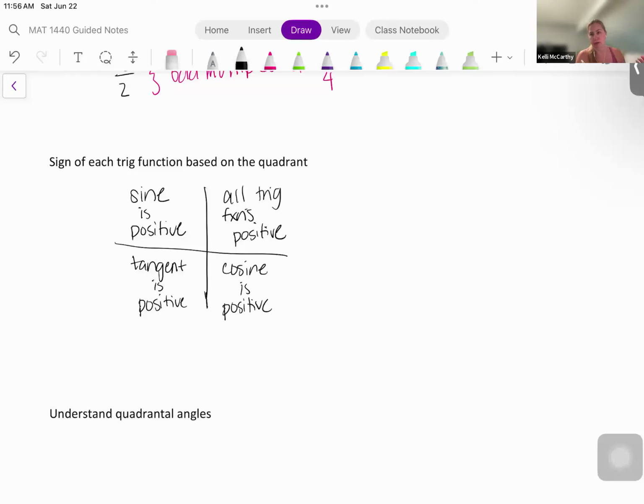Now, this also follows from just knowledge of the Cartesian coordinate system. In our first quadrant, both x and y are positive, which again, x and y correspond to cosine and sine values in the unit circle. In quadrant 2, y is positive, but x is negative. So sine is going to be positive, cosine's negative. In the third quadrant, both x and y are negative. So cosine and sine are both negative, and that ratio then for tangent becomes positive. And then in our fourth quadrant, we have a positive x and a negative y. So cosine is positive, sine is going to be negative.